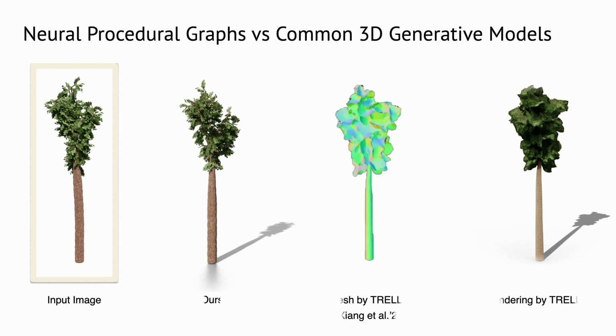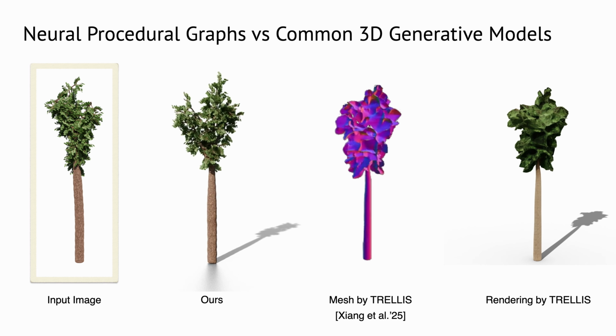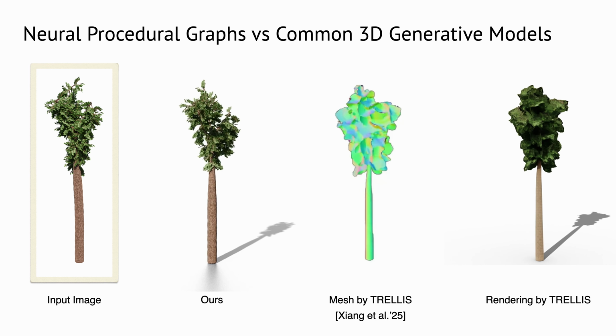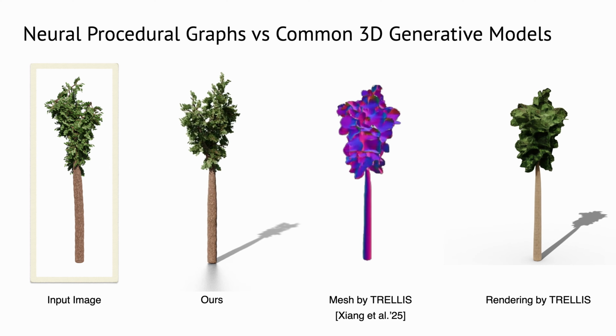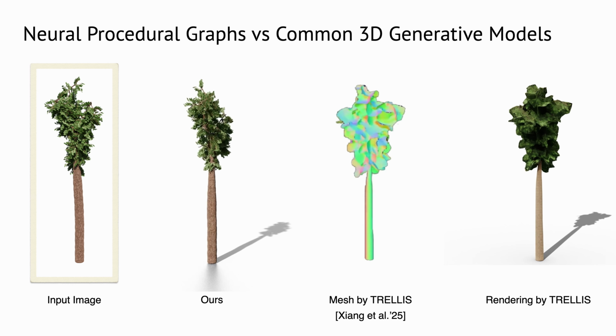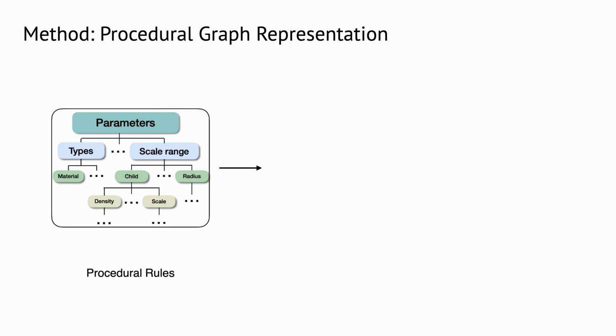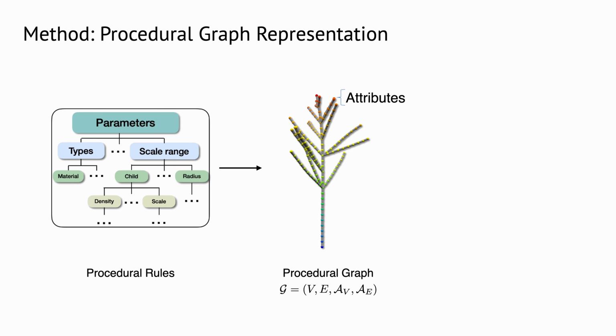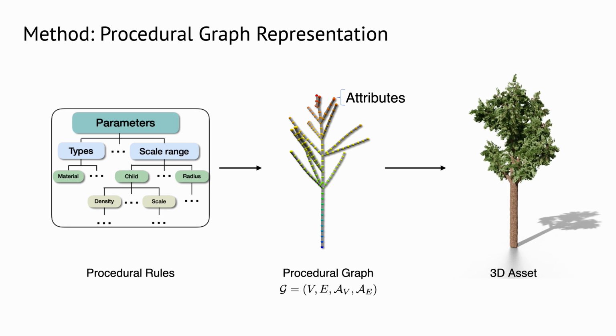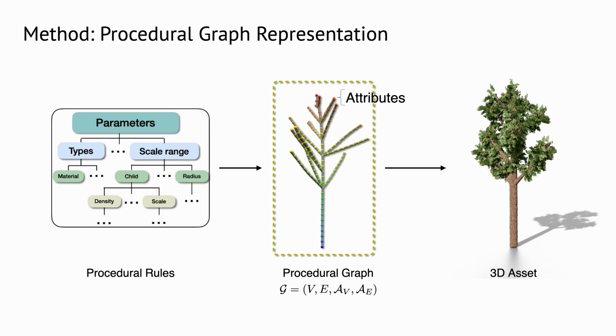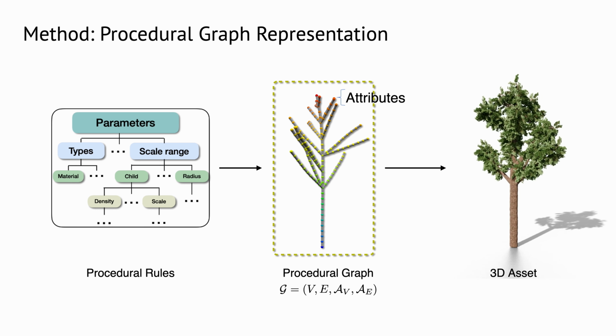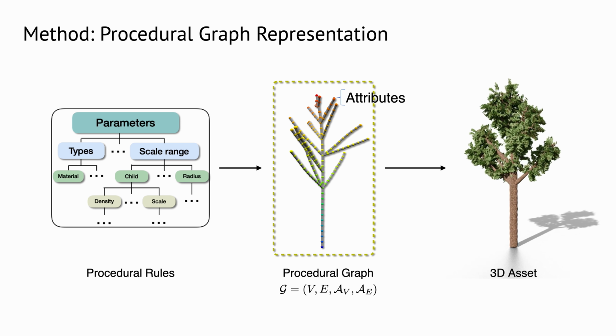Unlike voxel, point, or neural field representations, our procedural generation basis captures complex 3D content in a very compact form that can be decoded into rich, production-ready 3D assets. Using a procedural generator with predefined rules, we stochastically sample abstract graph representations that capture both the structural skeleton and geometry-related attributes of the object. These procedural graphs serve as a compact and interpretable representation of the final 3D model.